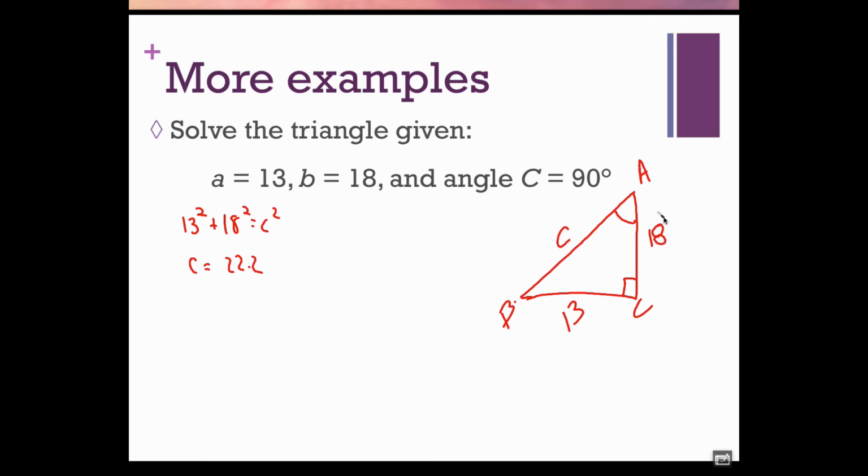From angle A, is the 13 the opposite, the adjacent, or the hypotenuse? Opposite. And because we want to use given information, not calculated information, we want to stay away from the C. Is the 18 the adjacent or the hypotenuse? Adjacent. So what function uses opposite and adjacent? Tangent. Set up an equation. The tangent of angle A is equal to 13 over 18 or 18 over 13? 13 over 18. Beautiful.